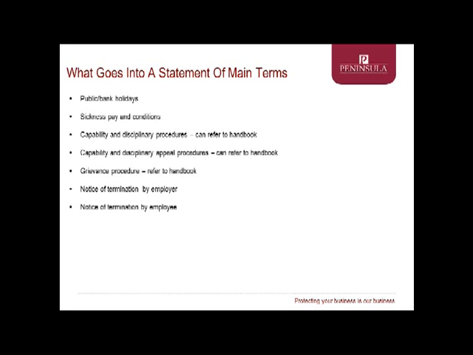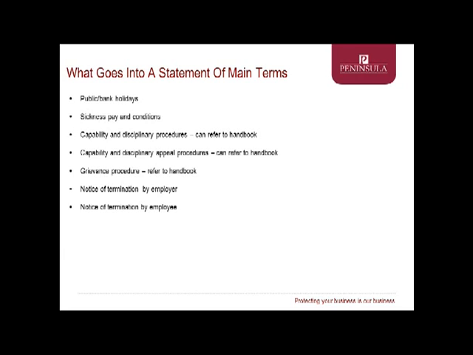It will also mention public and bank holidays. It might mention that your holidays are inclusive of that. It might even mention that you get them as an additional payment. And it will talk about how they're taken and how it's worked out.